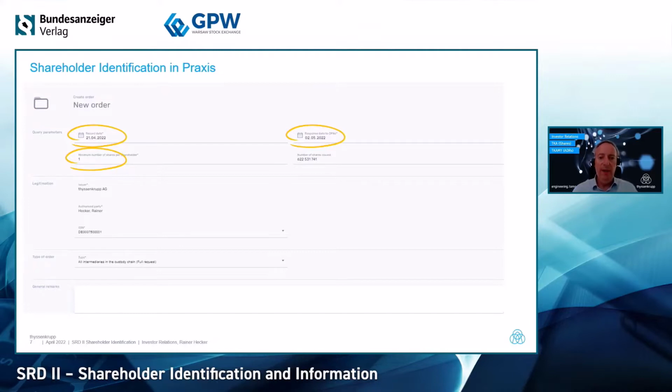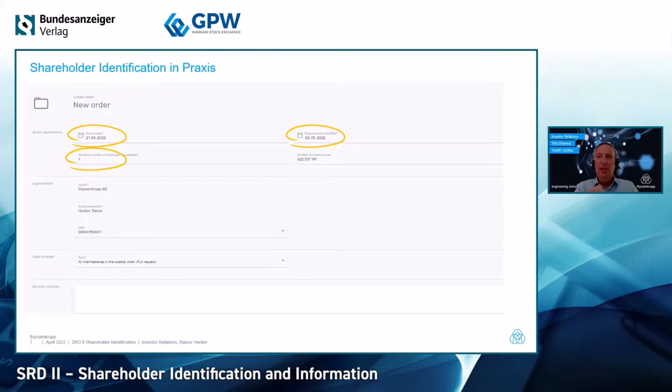And then a new item, I understand, is a type of order. So whether you go for all intermediates or a choice. I will not touch that much on this because first it's new. We as a company didn't use it, so I leave it to Bundesanzeiger to explain that. So what we did is full shareholder IDs, and looking at these three items I have to enter, I would say it takes 2.5 minutes to do that.